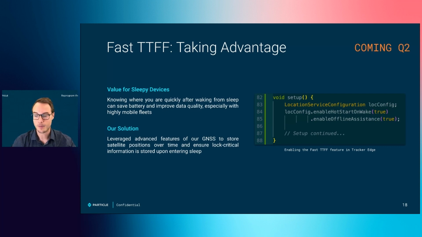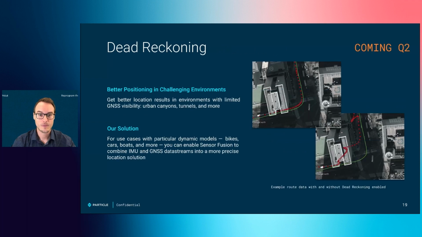Let's move on to talk a little bit about dead reckoning. From the conversations I've had with many of you, I know location accuracy is a really important differentiator for most of your customers. With the addition of dead reckoning support, we're excited to extend the already excellent GNSS performance of our tracking products into even more challenging GNSS environments.